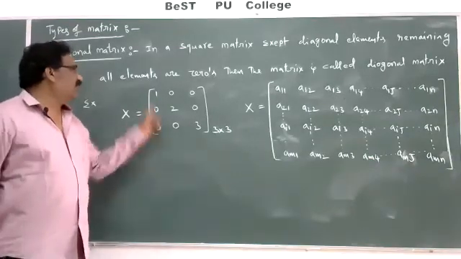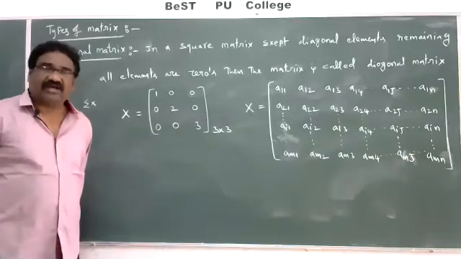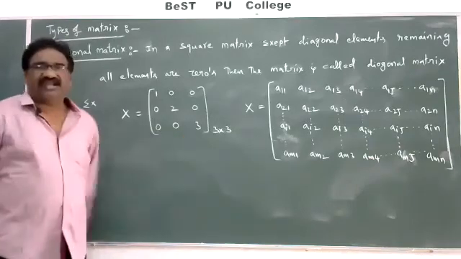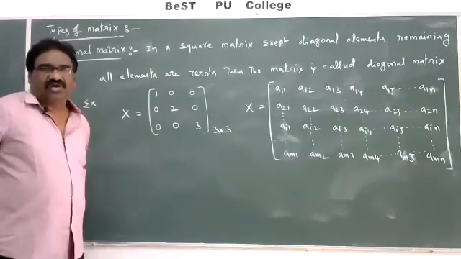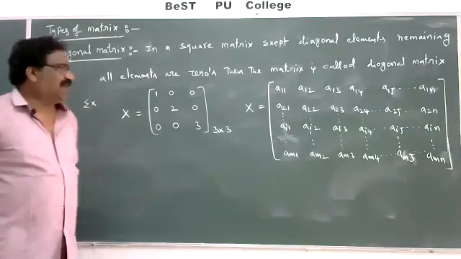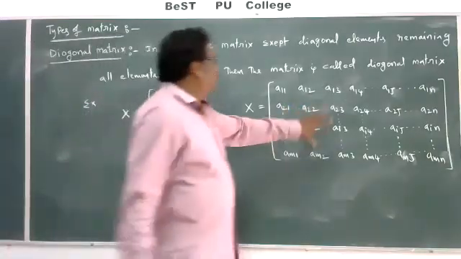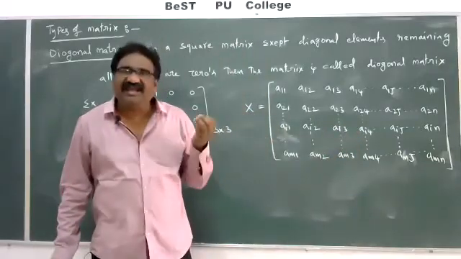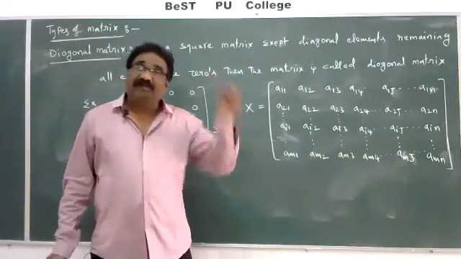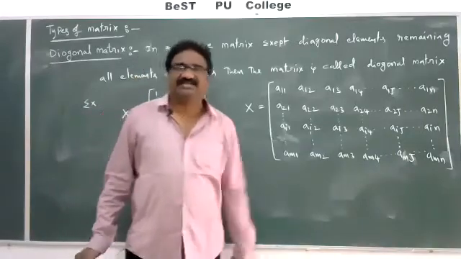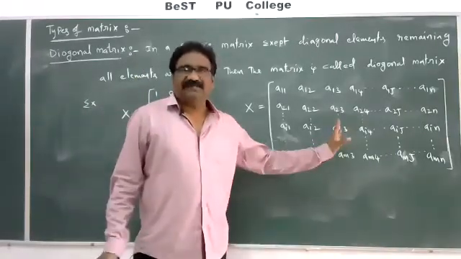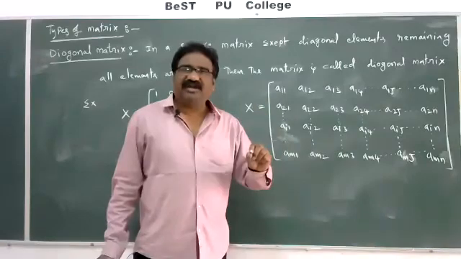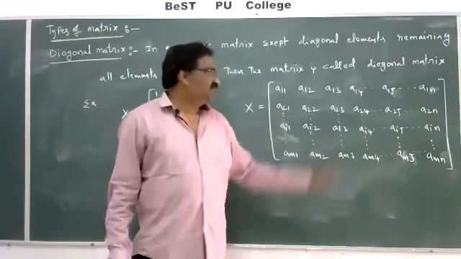What is the position of 1? First row, first column. What is the position of 3? Third row, third column. Like that. This represents how to find out the position of the particular element in the given matrix.